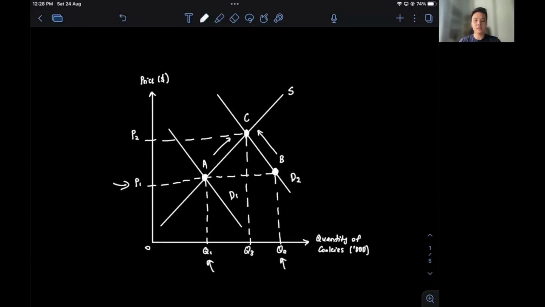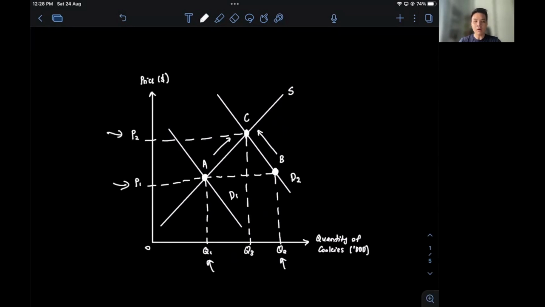The price of vegan cookies will therefore rise and continue to rise from P1 to P2 until the shortage disappears at point C. And as you see, point C is the point where the price is P2 and quantity is Q3. So this is what happens as we understand from the earlier concept of demand and supply. But how does this link to our understanding of price mechanisms?